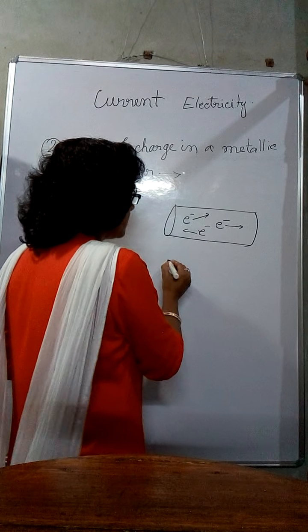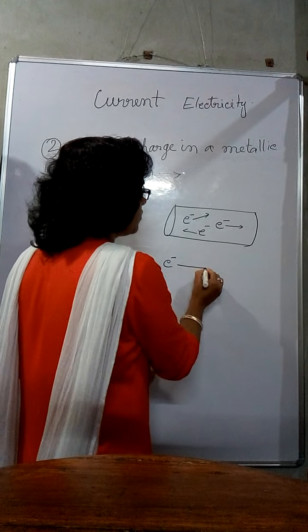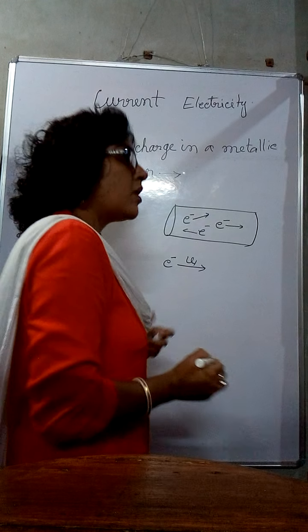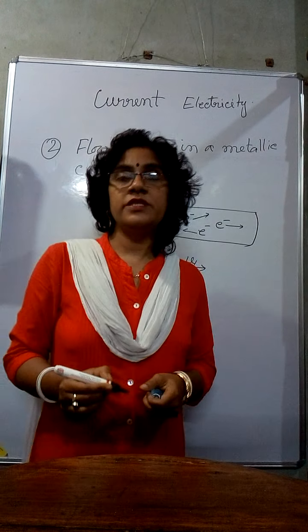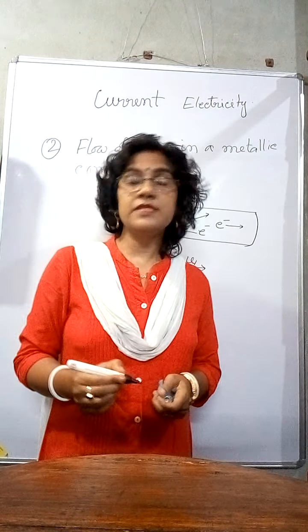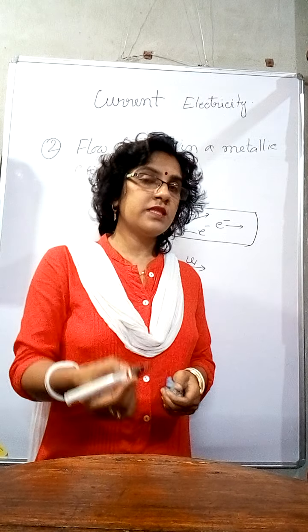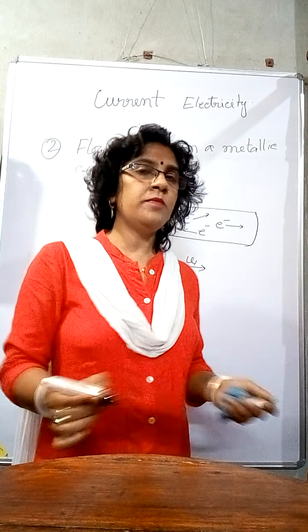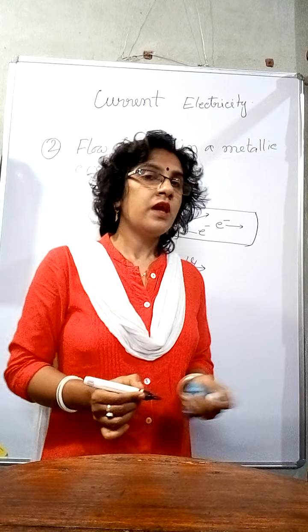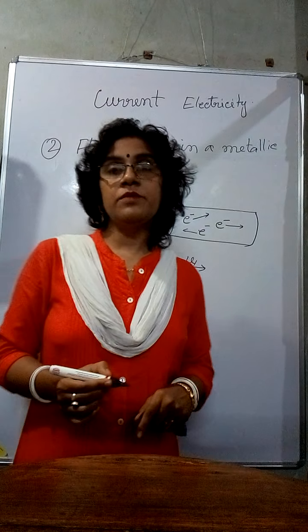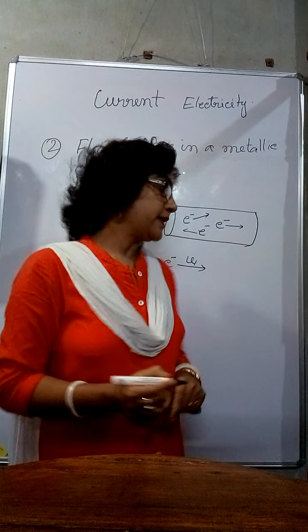Let us consider the first electron, it is moving with velocity u1. At room temperature, that is 25 to 30 degrees centigrade, they get thermal energy, and with that thermal energy they are randomly moving throughout the conductor, and their speed is 10 to the power 5 meter per second.